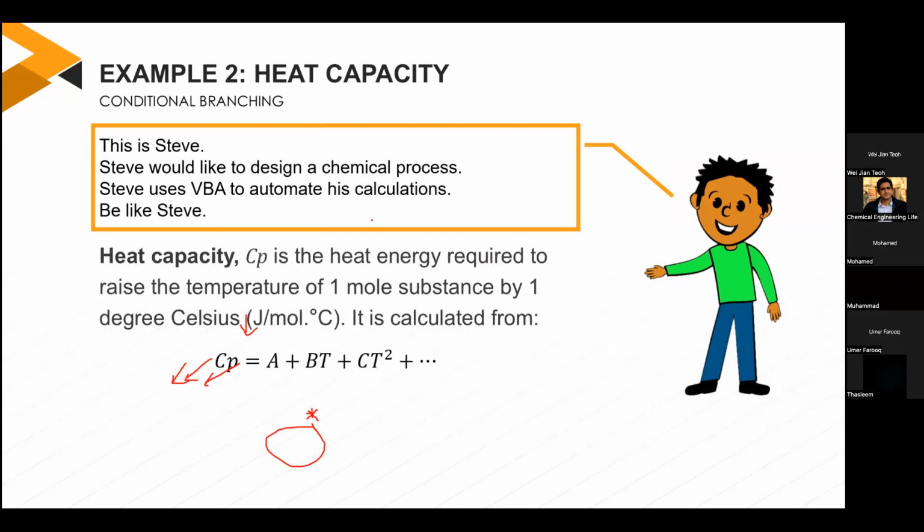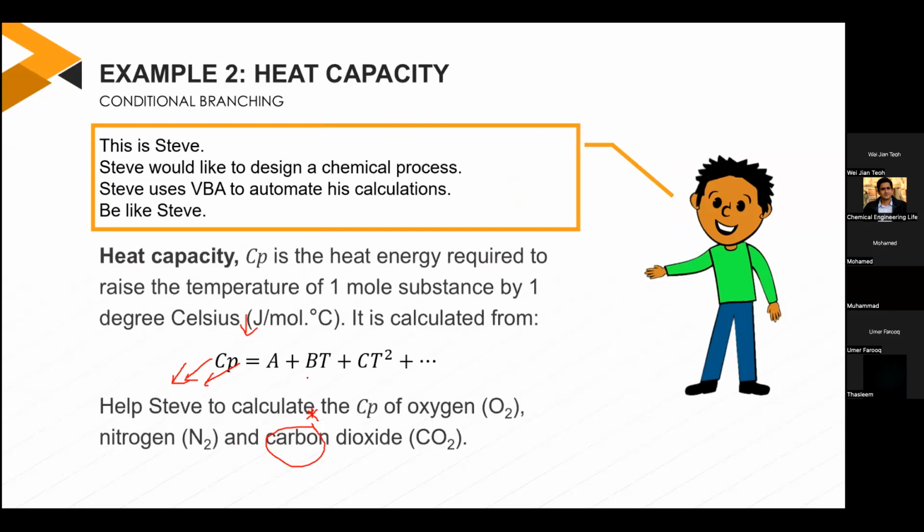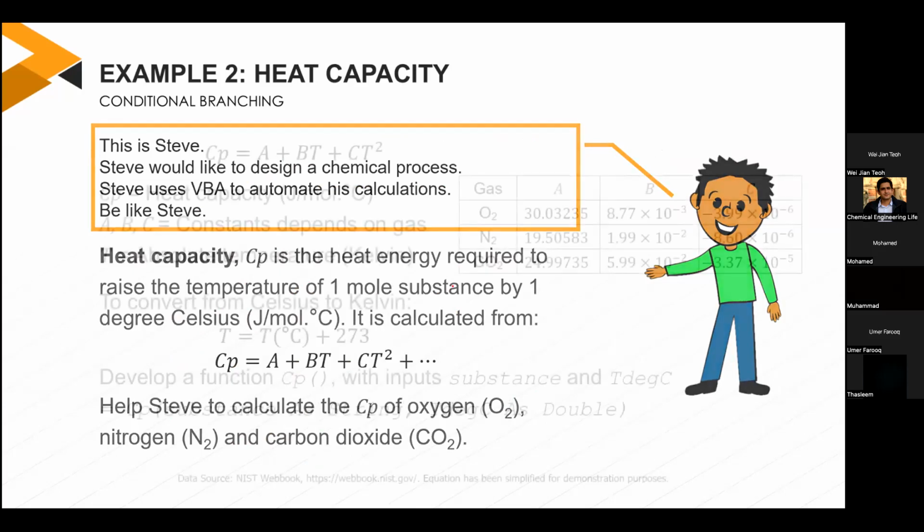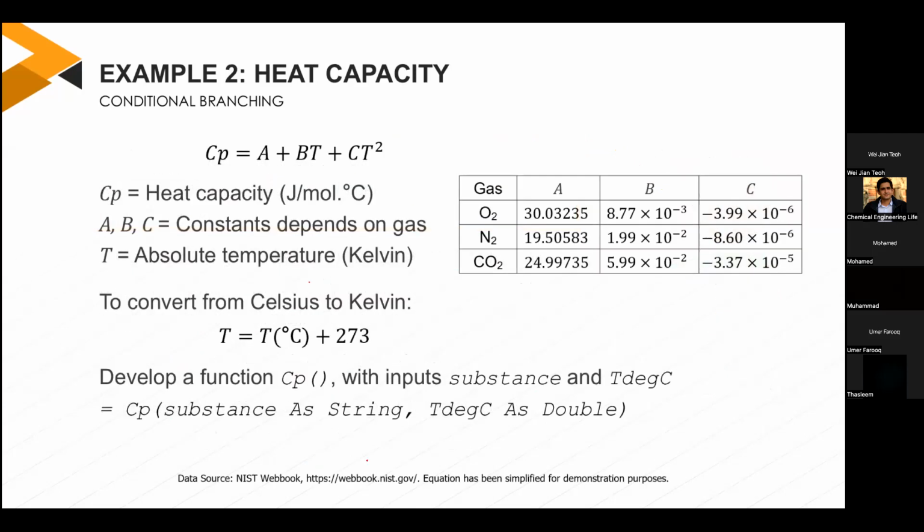So there's a definition of heat capacity, and I just show you the equations of how you can help Steve calculate the CP of O2, N2, and carbon dioxide. All right. So these are the formulas and constants that I provided, and the function I created, which is CP, bracket, substance as string, temperature as double.